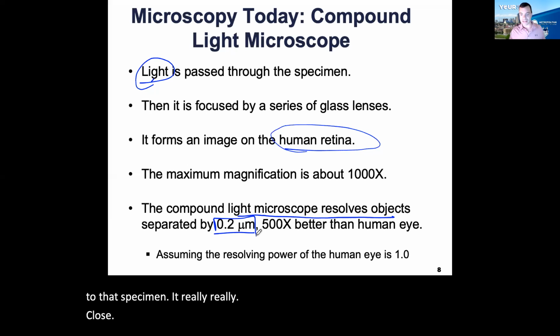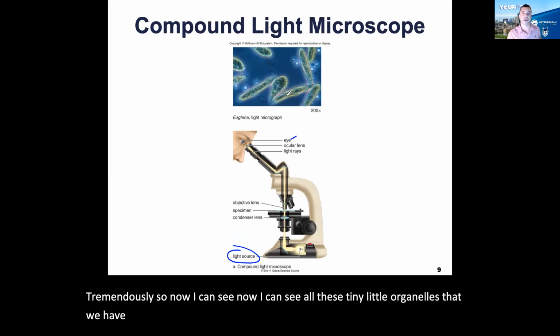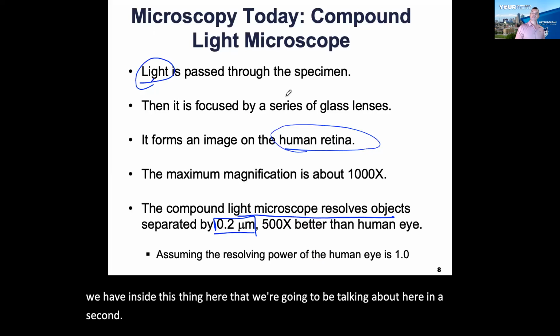And that aids the human eye tremendously. So now I can see all these tiny little organelles that we have inside this thing here that we're going to be talking about in a second. So this is the one that we use in our lab.